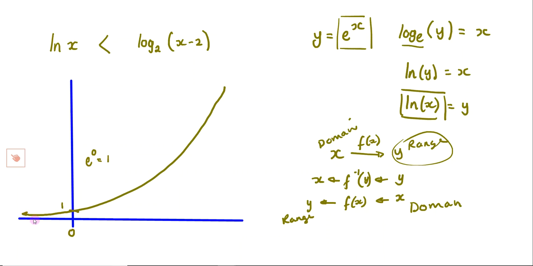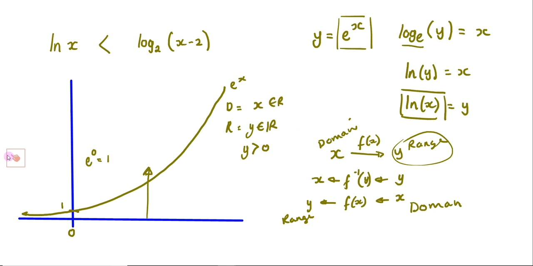Has it got an asymptote? Yes. Okay, all right. So of e to the power of x, what's the domain? X can be any real number. What can y be? The range. Y can be any real number, but y must be greater than 0.